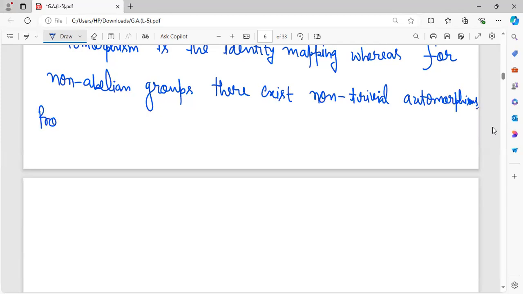Proof. So what are the trivial automorphisms? Trivial automorphism is nothing but the identity automorphism. So an automorphism other than the identity automorphism. We know that the identity map is an automorphism, that is called the identity automorphism. An automorphism other than the identity automorphism is called a non-trivial automorphism.